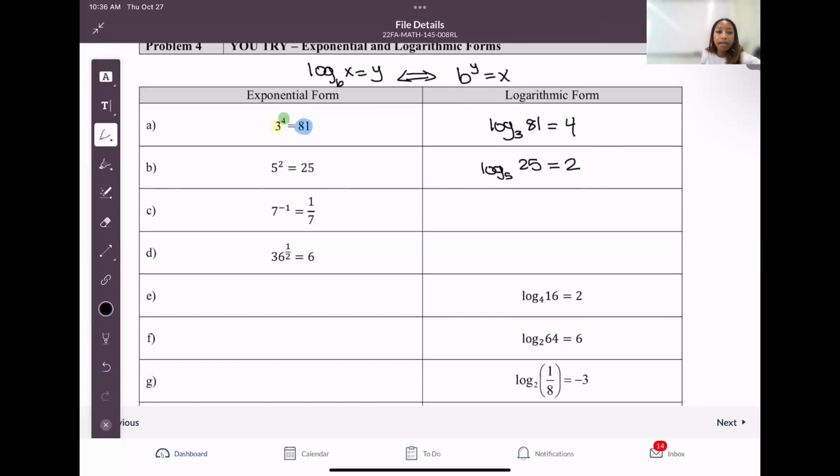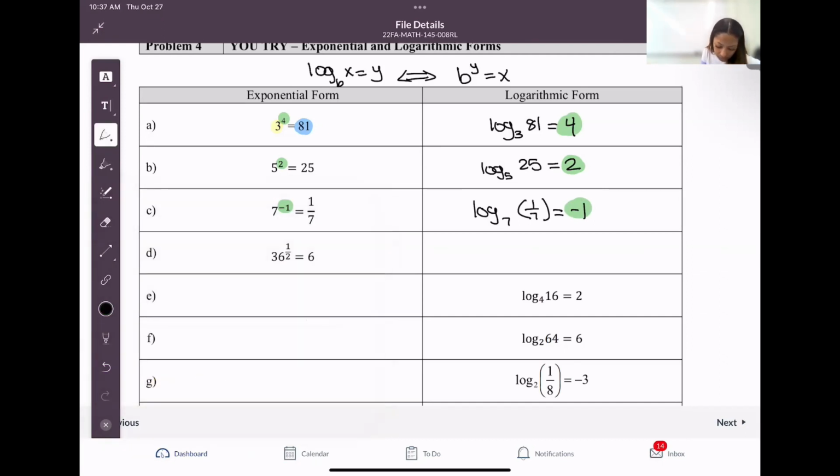Next one. 7 to the negative 1st power equals 1/7. That's log base 7 of, and sometimes you'll see this in parentheses. I usually write mine in parentheses. You can put the parentheses or not, it doesn't matter. Of 1/7 equals the exponent, which is -1. Biggest thing to remember here is whatever the exponent equals, that's what the logarithm equals. The exponent was -1, the logarithm is equal to -1.